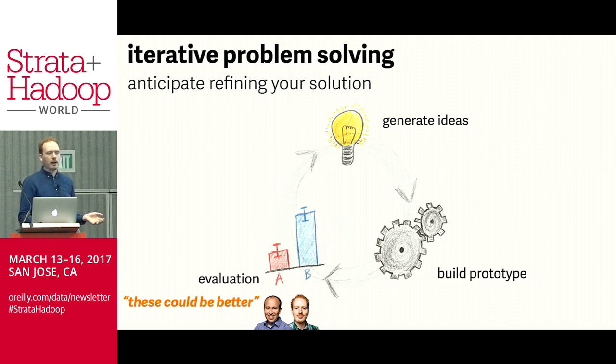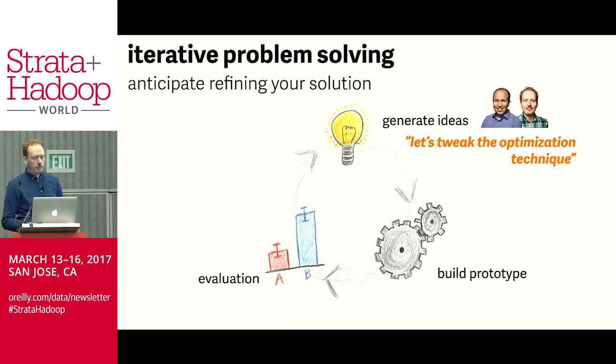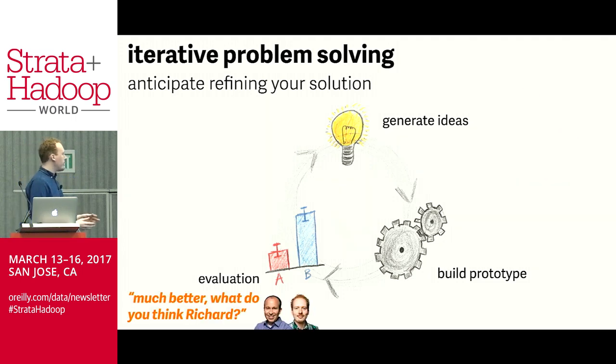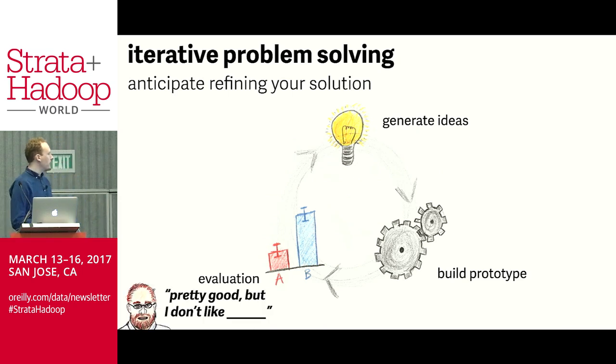These could do better, right? Maybe we need to tinker on the optimization algorithm a little bit more. So we go back to the drawing board and tweak it. We get some results that we think look better, and we say, what do you think, Richard? Here's our preliminary set of groups. And Richard says, those are pretty good, but I don't like this aspect of them.